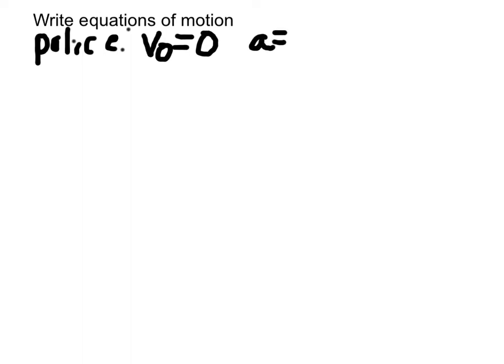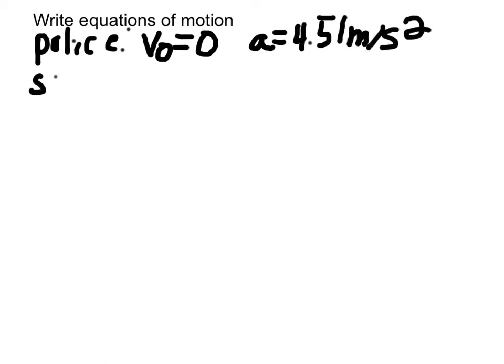Alright, for this next hint, we're going to write down the equations of motion for the two vehicles. First I'm going to start with what we know. We know that for the police car, our initial velocity, v0, is 0, and the acceleration is 4.51 meters per second squared.